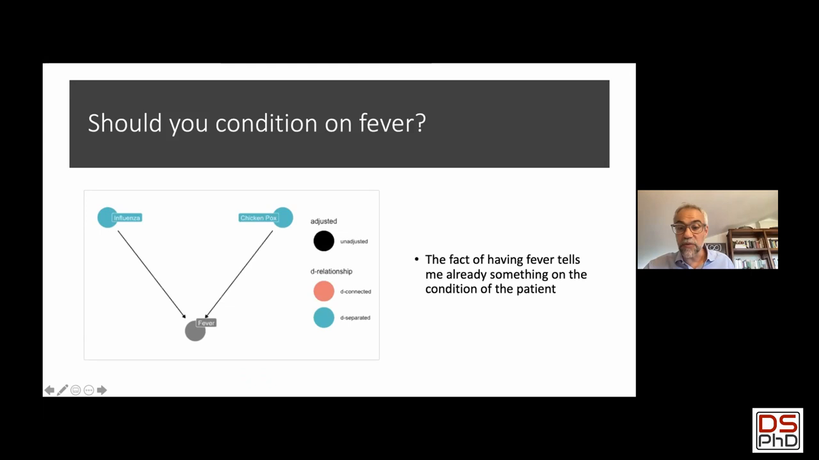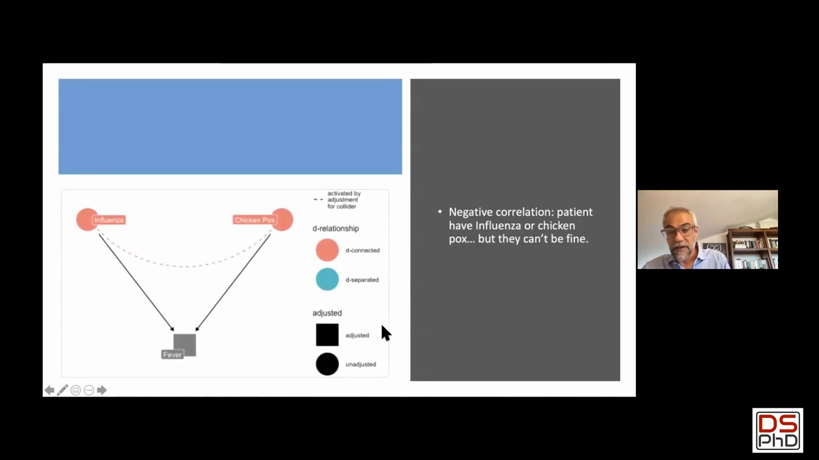then it is all right. But what happens if I condition on fever? If I condition on fever, I have a negative correlation. So it appears that the patients have influenza or chickenpox, but they can't be fine. All the patients have either influenza or chickenpox, so I lower the probability of a patient being fine. I introduce a spurious correlation.